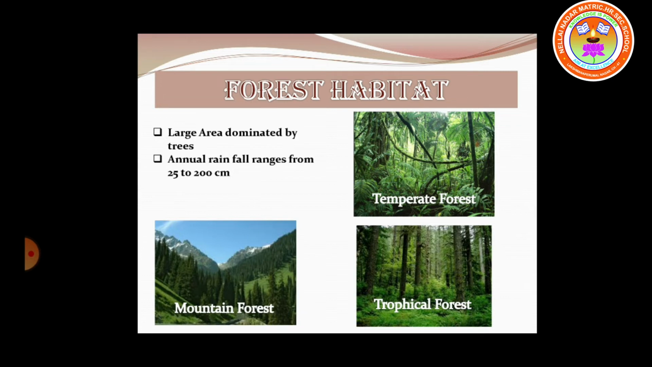Are you clear? Now, what about the rainfall in that particular forest? The annual rainfall will range from 25 to 200 centimeters. It means it will have heavy rainfall. So, forest habitat will receive a large amount of rain. Are you clear?